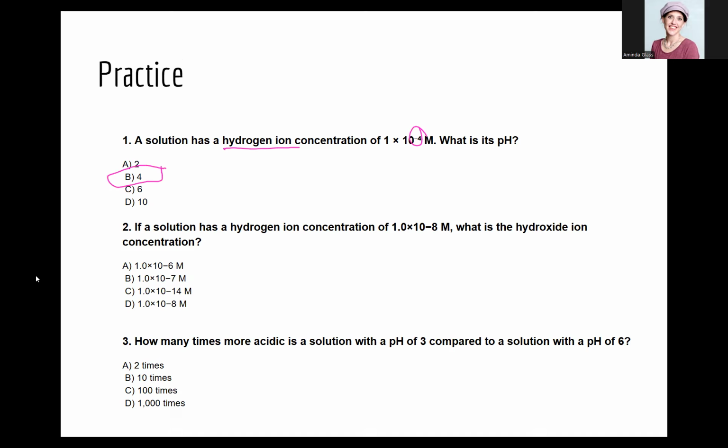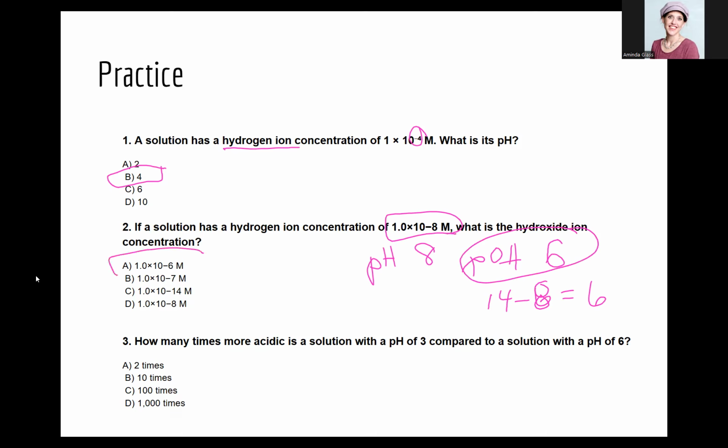If a solution has a hydrogen ion concentration of 10 to the negative 8th, what's the hydroxide concentration? So if our pH is 8, our pOH has to be 14 minus 8, which is 6. So our pOH would be 6. If we're looking at the concentration, that needs to be in exponent form. So that's going to be 1 times 10 to the negative 6.